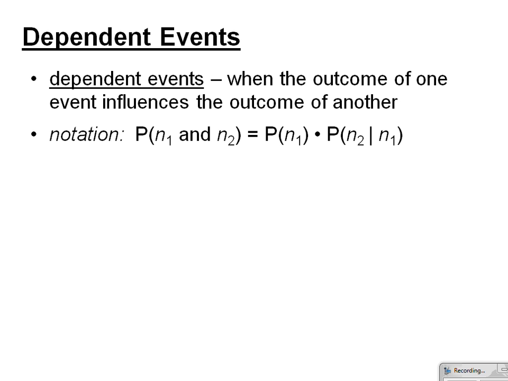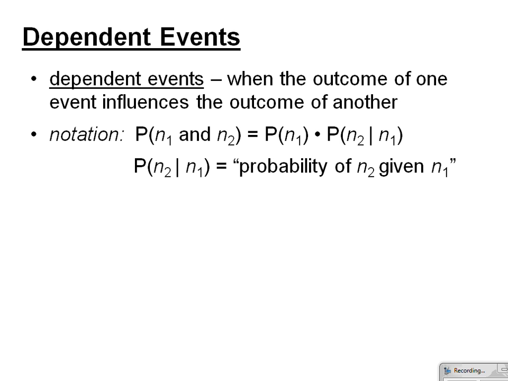The probability that event n sub 1 and event n sub 2 happen together is equal to the product of the probability of n sub 1 times the probability of n sub 2 given n sub 1. In other words, the odds of that second event occurring depend on or are influenced by the outcome of the first event. So when we notate the probability of n sub 2 given n sub 1, we use a vertical line between those two events in our notation there.